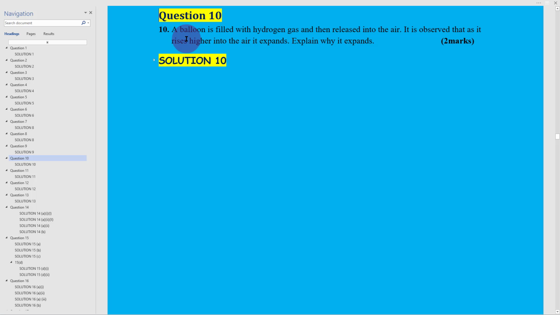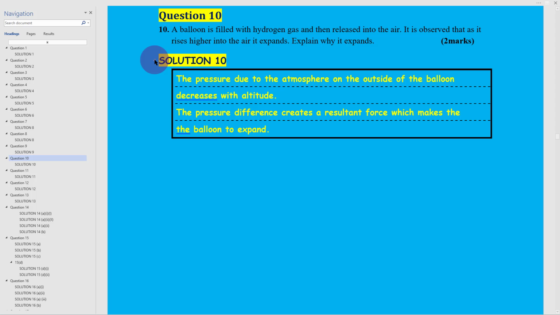In question number 10, we are given that a balloon is filled with hydrogen gas and then released into the air. It is observed that as it rises higher into the air, it expands. Explain why it expands. Of course, we know that air pressure decreases with altitude. And so the pressure difference between the air inside the balloon, which was originally slightly greater than atmospheric pressure, remains at that value. So if we reduce the pressure outside the balloon, then that pressure difference is going to make the balloon expand.